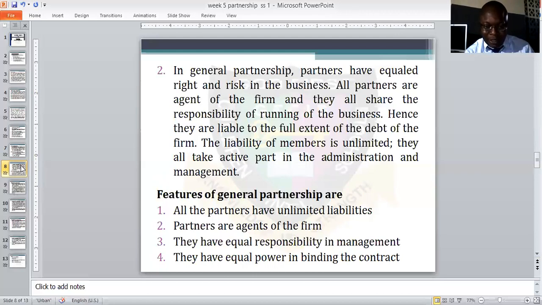Features of a general partner: all the partners have unlimited liabilities. That means their debt is also unlimited. The partners are agents of the firm, likewise the other one. They have equal responsibility in management. They have equal power in binding the contract. So that is general partnership.